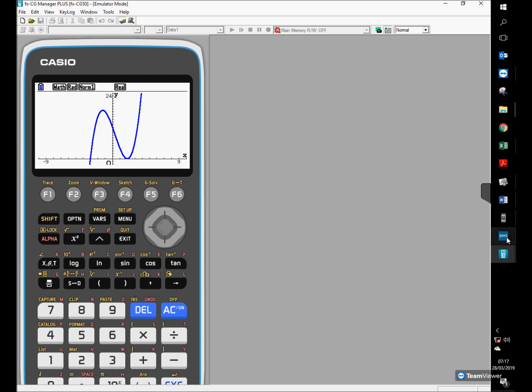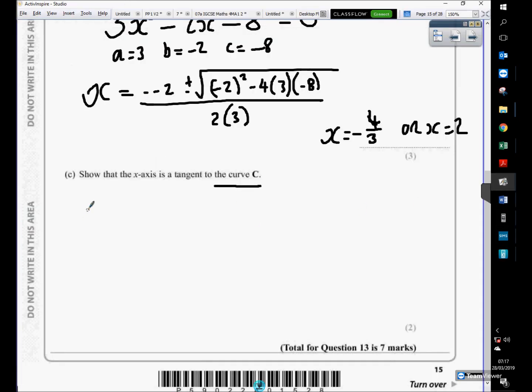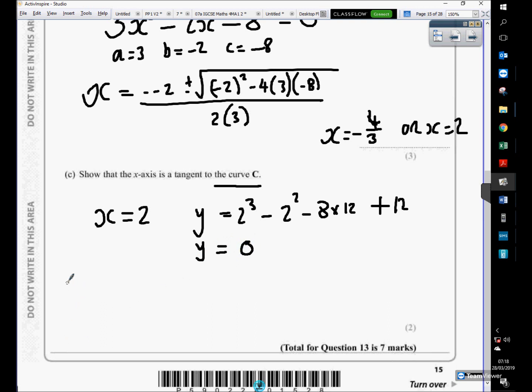And the way that we demonstrate this is by substituting 2 into the equation of the curve to work out the y coordinate. So if we work out the y coordinate when x is equal to 2, y is equal to 2 cubed minus 2 squared minus 8 times 2 plus 12. We end up with, if we work this out, y is equal to 0.